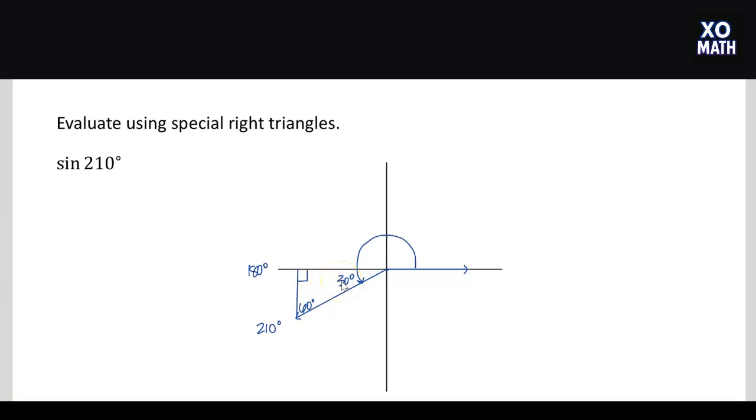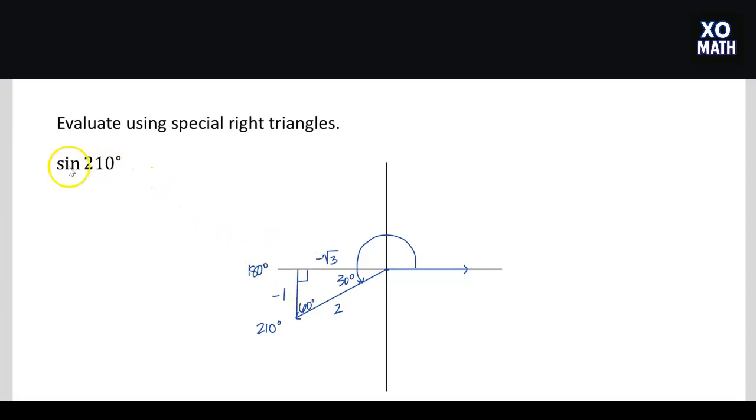That means that I know the side lengths. The opposite side length of 30 degrees will be 1. Opposite 60 degrees will be the square root of 3. And the hypotenuse will be 2. However, this special right triangle is down in quadrant 3. To get to points in quadrant 3, I have to go left, meaning that this is going to be a negative radical 3. And I have to go down, meaning this is going to be a negative 1.